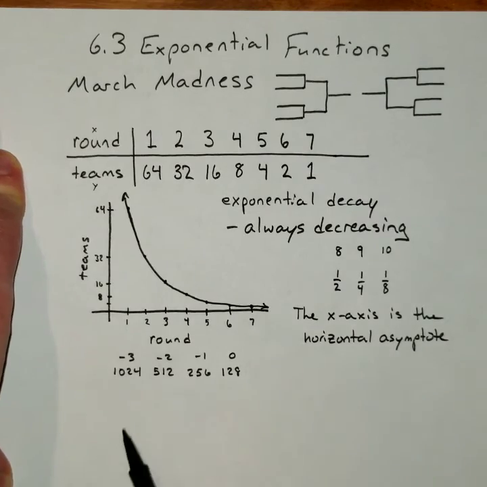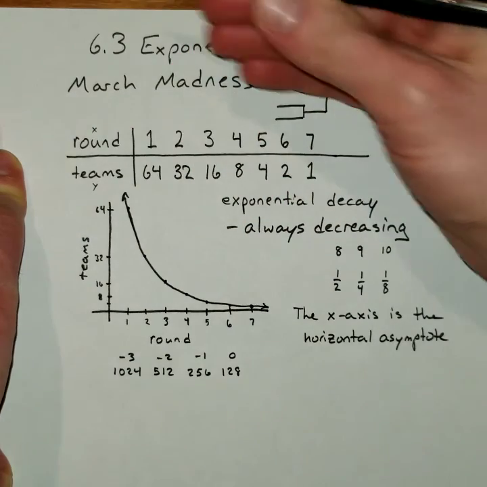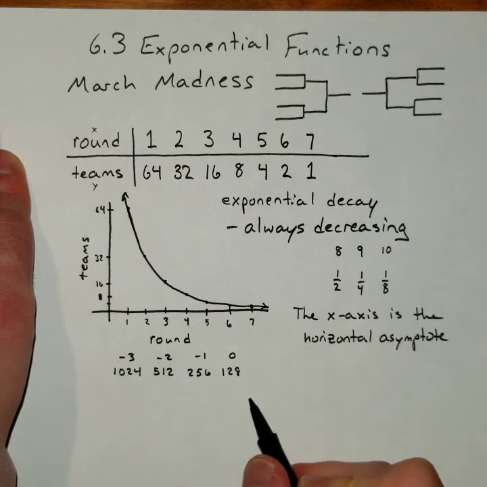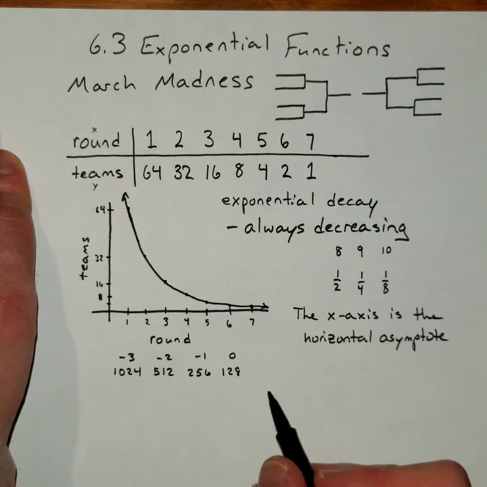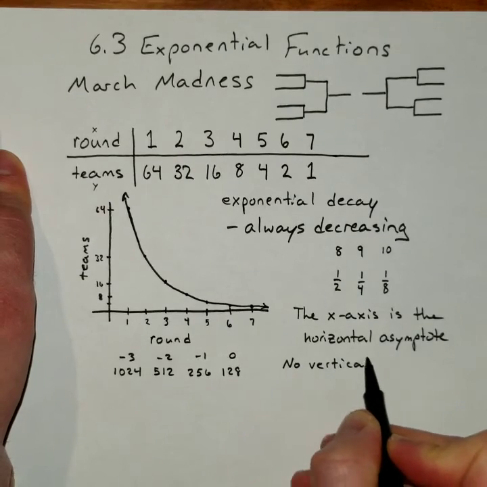It keeps moving left, you keep doubling it. And so this thing's going to go really big, really fast. Okay? Keeps doubling as you go to the left. Okay, but again, there's no vertical asymptote here. So no vertical asymptote.